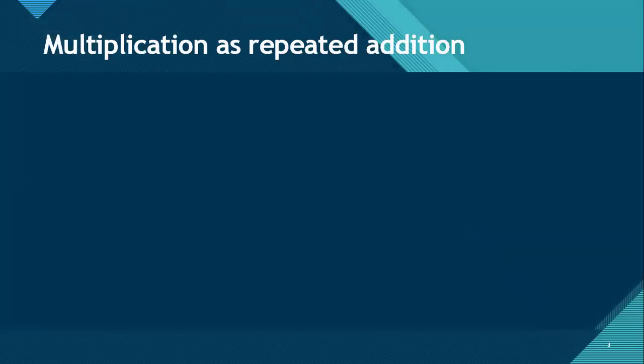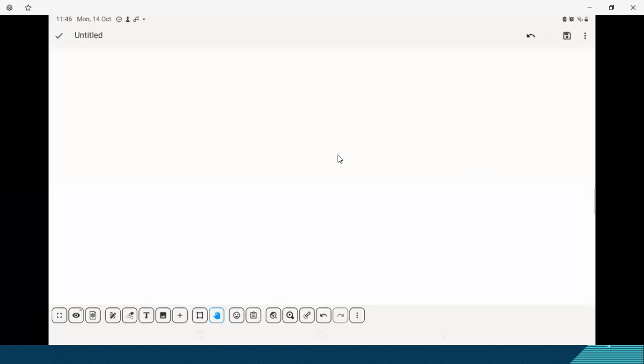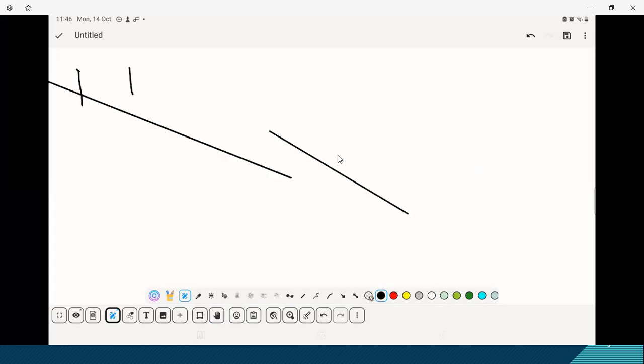The first topic is multiplication as repeated addition. So let's quickly see with an example. Suppose each one of you has two hands. This will be the one hand, this will be the two hand. If you have two hands, then how many hands will four children have?